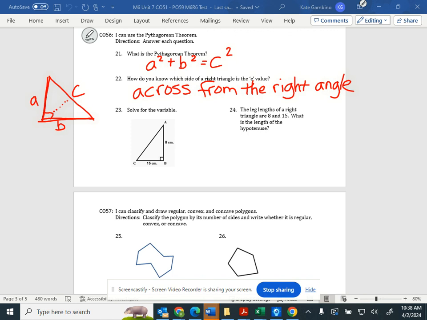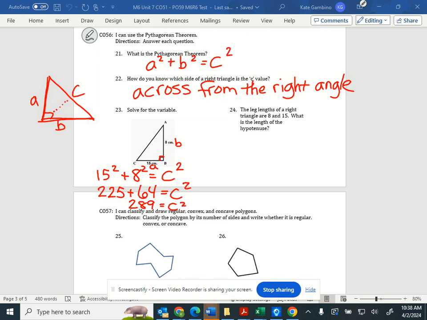Now it says solve for the variable. I had some people super close and they just forgot to do the very last step. So let's look at this. We know this is our right angle, so we know this is our A and this is our B. So A squared plus B squared equals C squared. So 15 squared is 225, plus 8 squared is 64, equals C squared. What is 225 plus 64, Jimena? 289. That equals C squared.